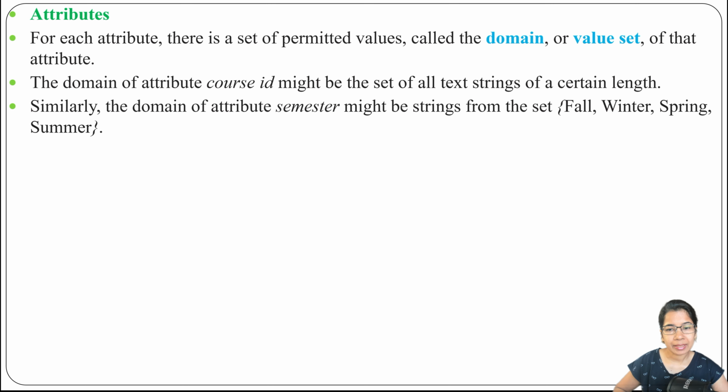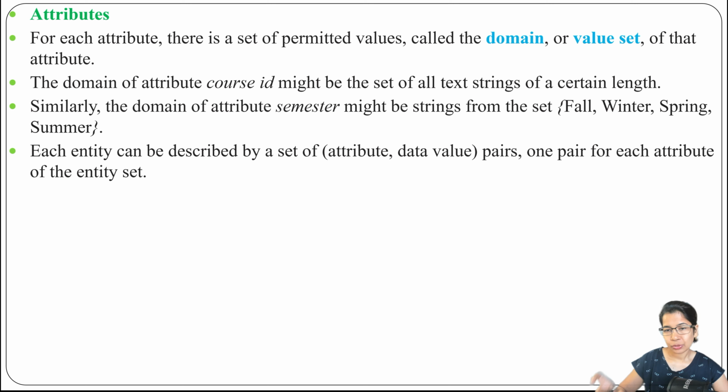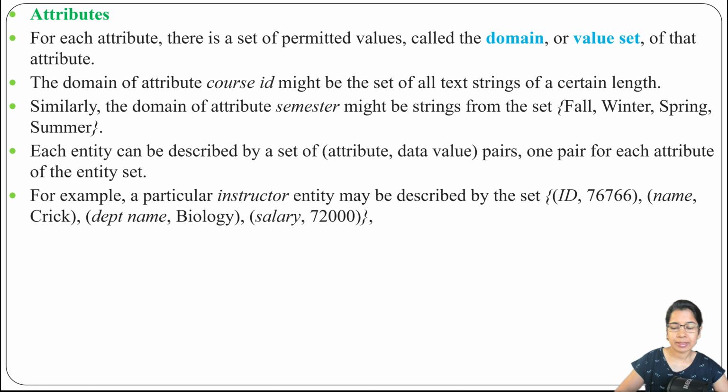So each entity can be described by the attribute name and its value. So you can pair attribute name and value for each entity. For example, suppose an instructor: ID and ID value, then name, Crick, department name, biology, salary 72,000.